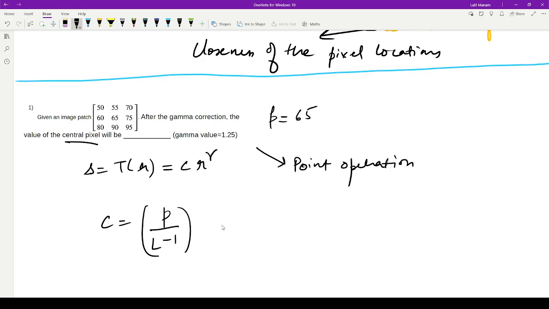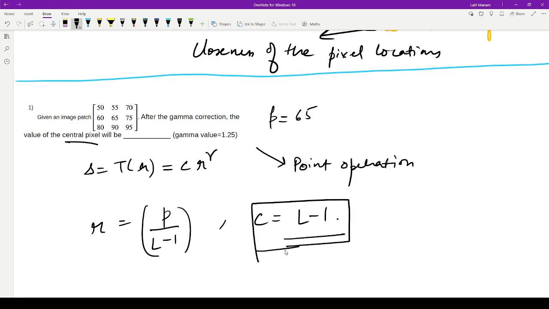Okay, I'm sorry about that. So R is not the pixel value here. That's my misunderstanding. Sorry about that. So C is equal to L minus 1 and R is equal to P upon L minus 1. What we try to do is scale it to the maximum level. That's why we take the constant as L minus 1. But then we want to correct it only relative to the maximum value and not the exact specific value of the pixel. So when we correct it relative to the maximum value, we have to divide it by the maximum value, right?